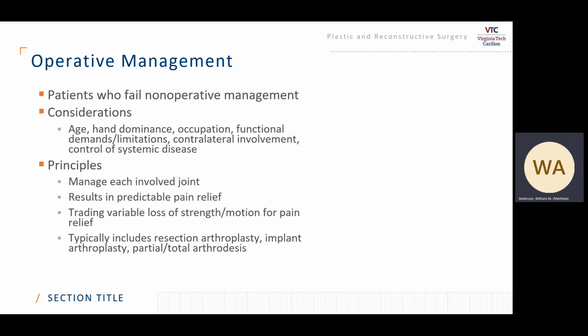Basic principles: manage each involved joint. Typically, this results in predictable pain relief. Patients need to know that they're trading variable losses of strength and motion for pain relief. And then the surgeries typically include variations of resection arthroplasty, implant arthroplasty, and partial and total arthrodesis.